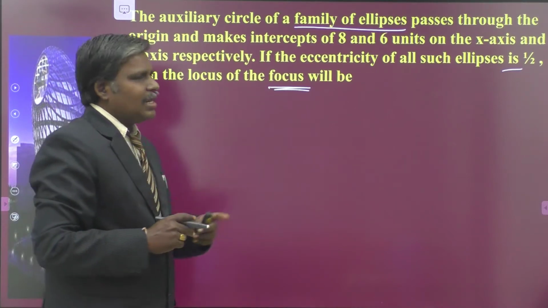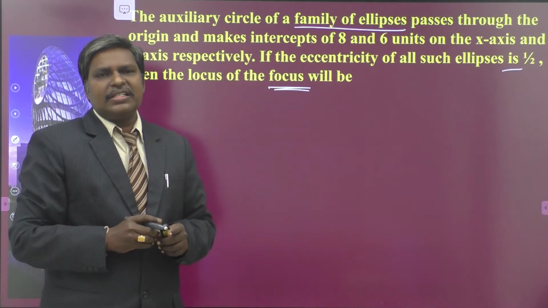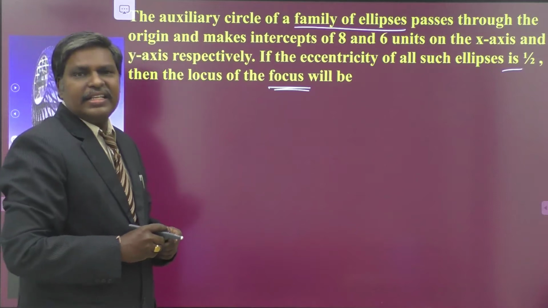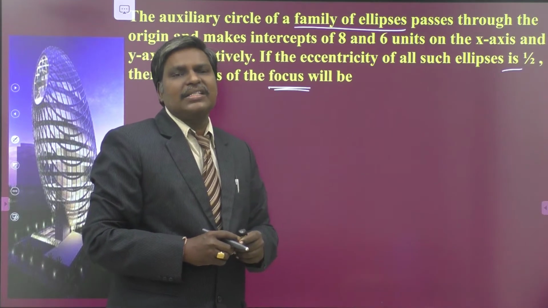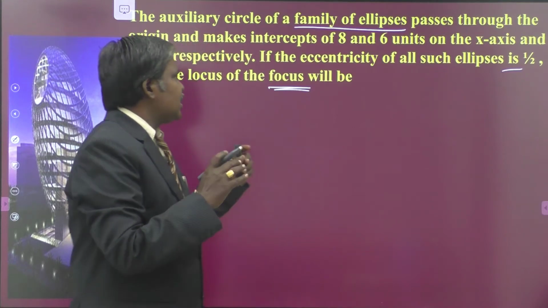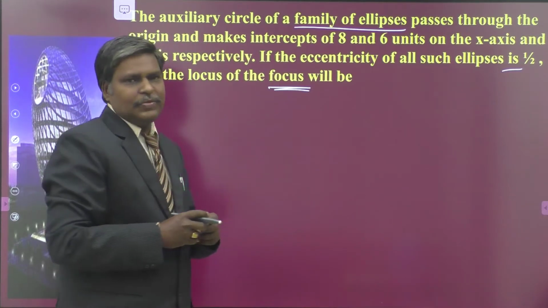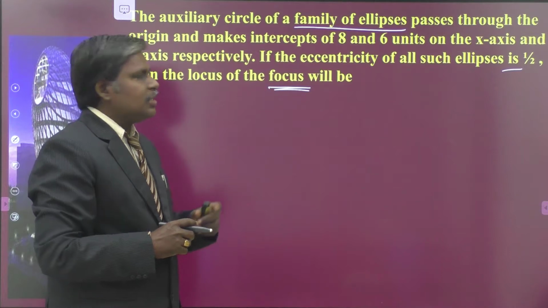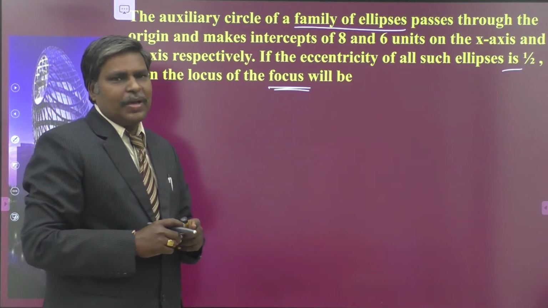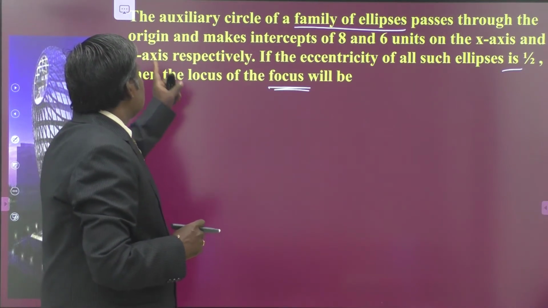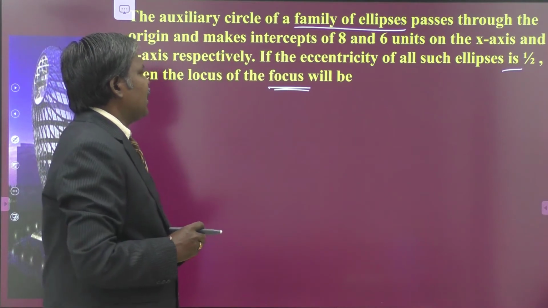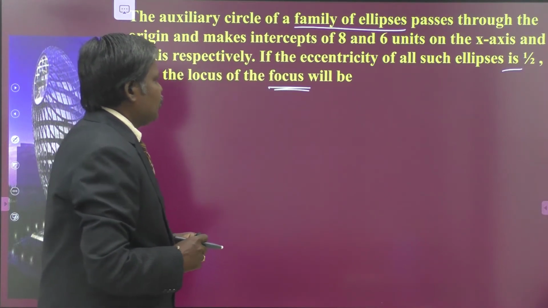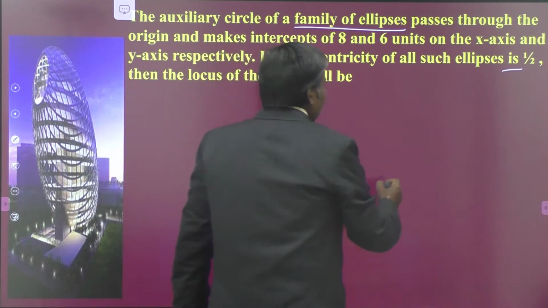So your auxiliary circle is fixed. What is meant by auxiliary circle? The circle described on the major axis as diameter is called the auxiliary circle. That is fixed for a family of ellipses, not only for a single ellipse. That is the circle passing through the origin and making intercepts of 8 and 6 units respectively with the x-axis and y-axis.